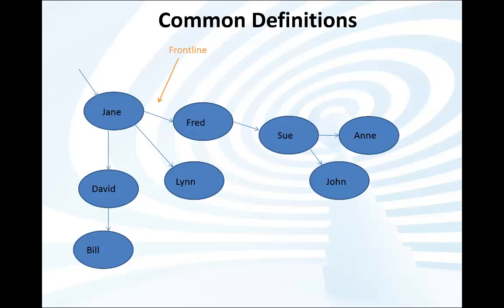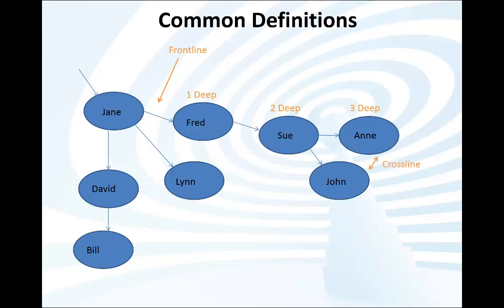Frontline means there is no other member between you and the next person. Therefore, Fred is termed as frontline to Jane. Depth means how far down a line somebody is. Sue, for example, is 2 levels deep from Jane. Anne is 3 levels deep from Jane. To tie the previous definition in, we can say Sue is not frontline to Jane, Sue is frontline to Fred.